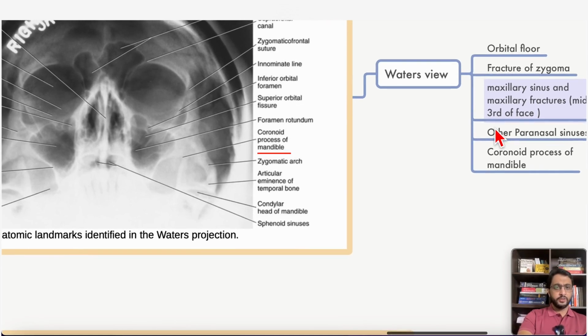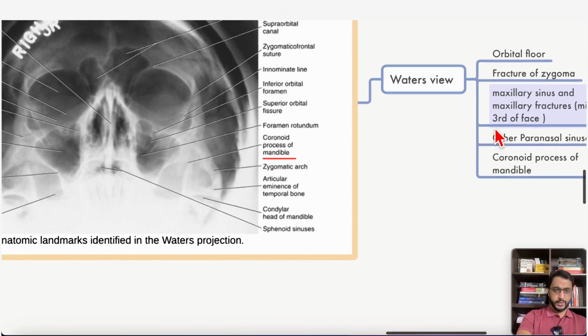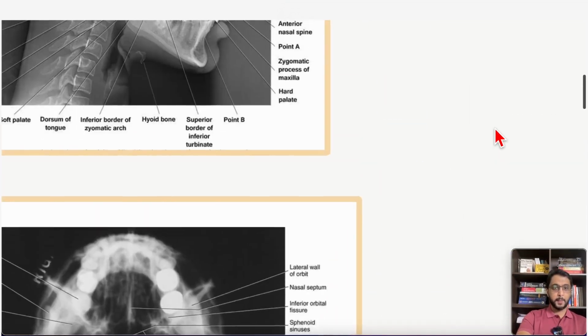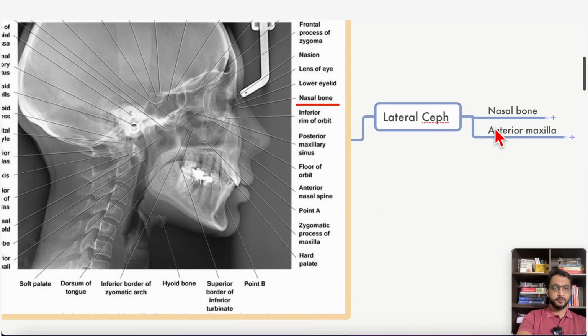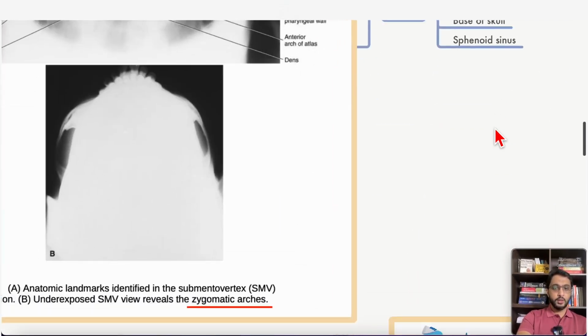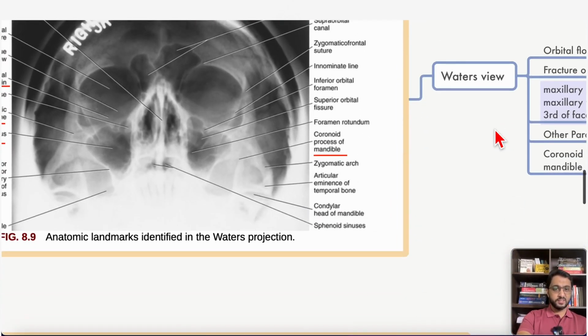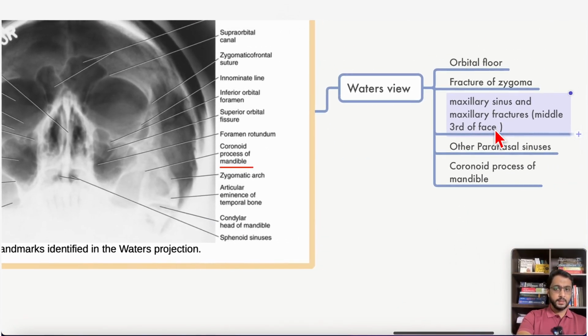Now there's a small controversy there. We saw the anterior maxilla is best viewed in the first one, the lateral ceph. One of your questions asked in a recent exam, the answer given was which one best visualizes your maxillary fracture, the middle third fracture.